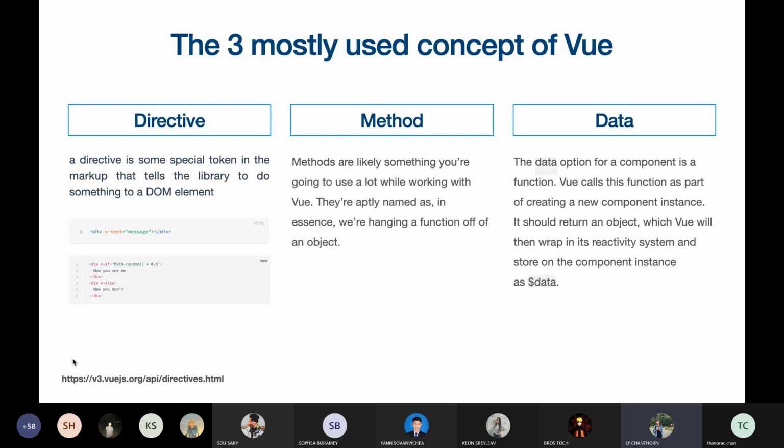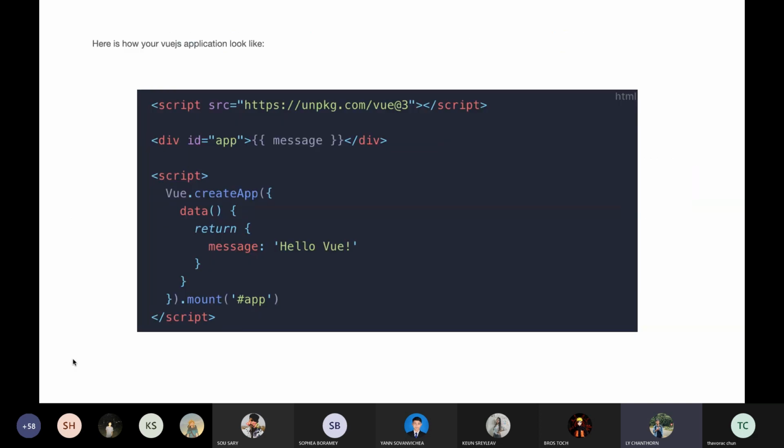And finally, the data. In each component of Vue.js, it has its own data set. And it's kind of a private collection that you can use in every section of your component. Okay. And here is the example. The example is using Vue.js 3. You can see in the top one, we embed Vue.js 3 inside.